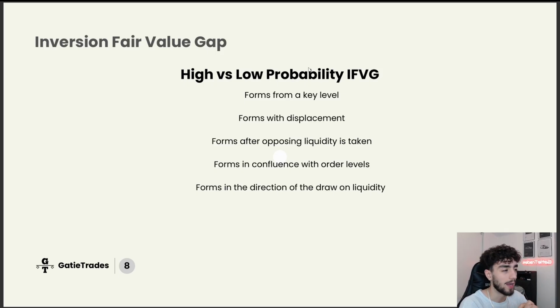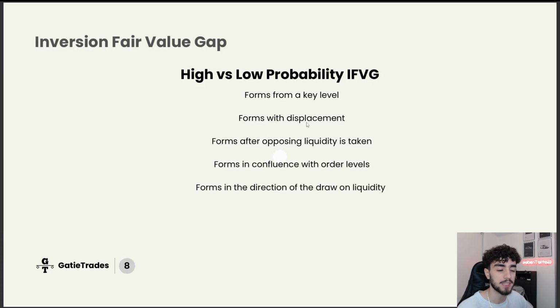Let's talk quickly about high versus low probability inversion fair value gaps. These are the characteristics for a high probability one. A low probability one would just be not having some of these. First things first, it forms off of a key level. When you see that change in characteristic of a fair value gap from a key level, that's a very high probability inversion fair value gap.